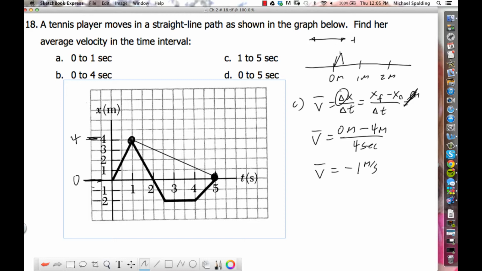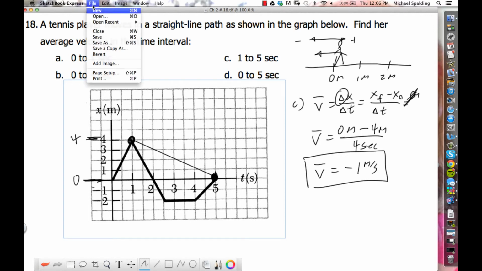So which way was she moving in this problem for part C? Is she moving to the left or to the right? To the left. In physics, plus and minus is just direction. The fact that her velocity came out negative tells us that she's moving to the left.